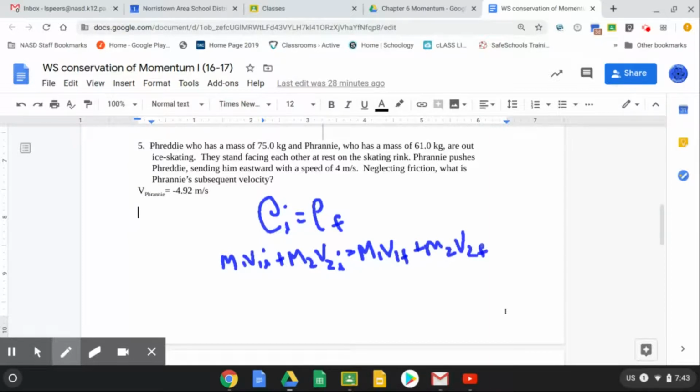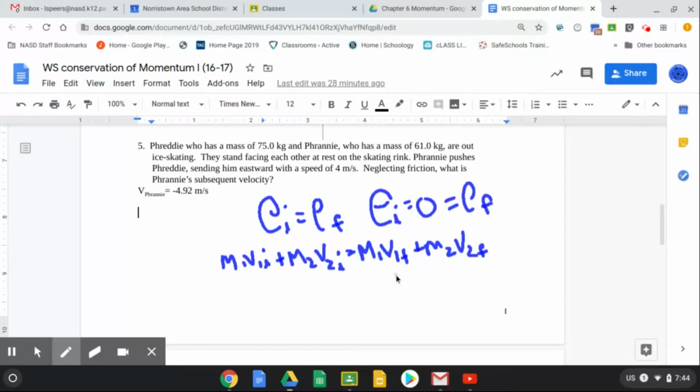Now, all of these particular problems are going to start with an initial momentum of 0. The system's initial momentum is going to be 0 because both objects are going to start at rest. That also means then that the final momentum of the system is going to be 0.